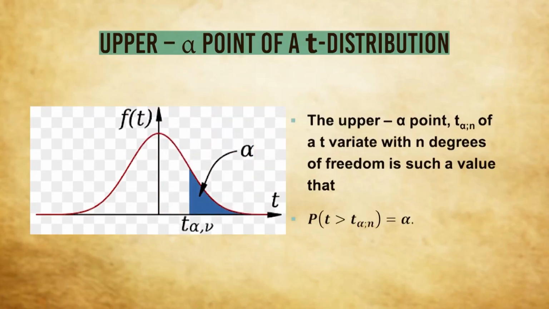Now we come to the upper and lower alpha points of a T distribution. Now what is an upper alpha point of a T distribution? The upper alpha point, which we denote by t with suffix alpha semicolon n, of a T variate with n degrees of freedom is such a value that the right-tailed area to this value is alpha. You can see on your screen probability T greater than t alpha semicolon n is alpha. So there is a point in the T distribution such that the probability that T will exceed this value is alpha. By definition, it is called the upper alpha point of a T distribution.